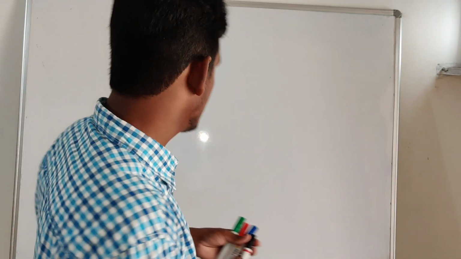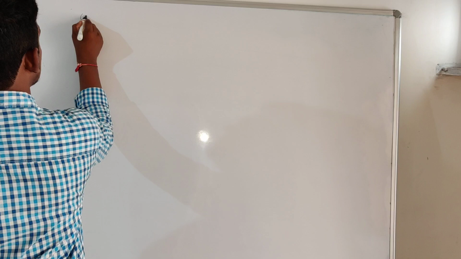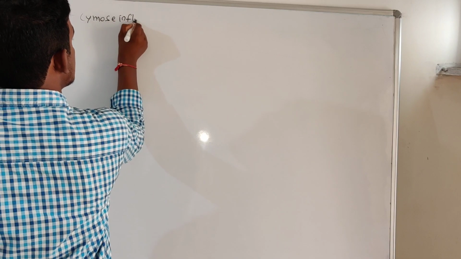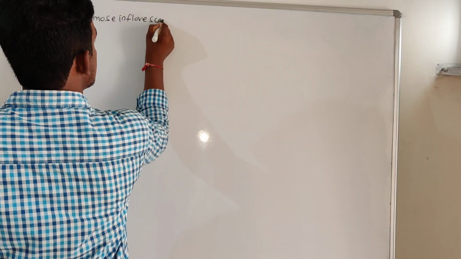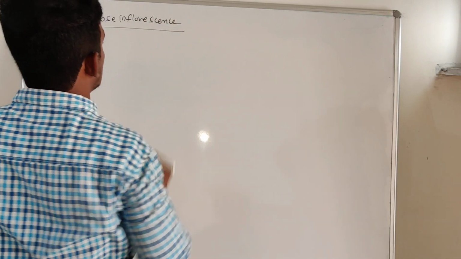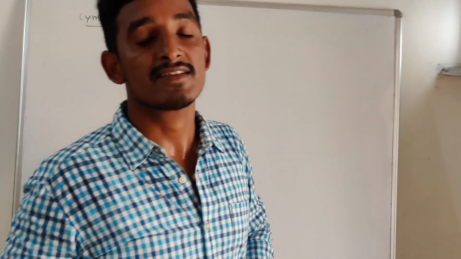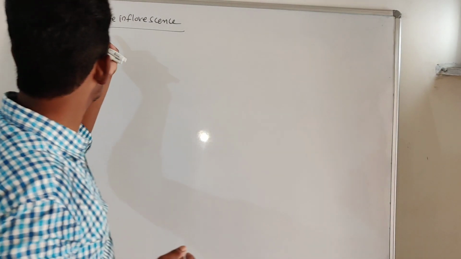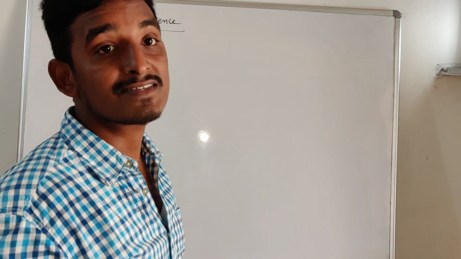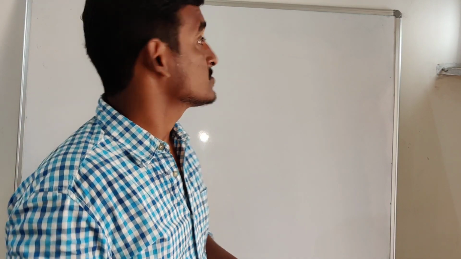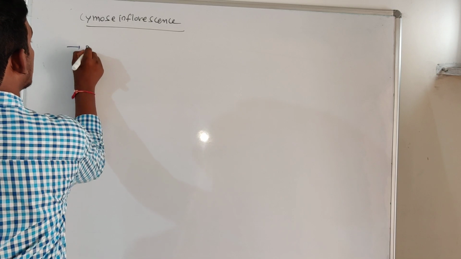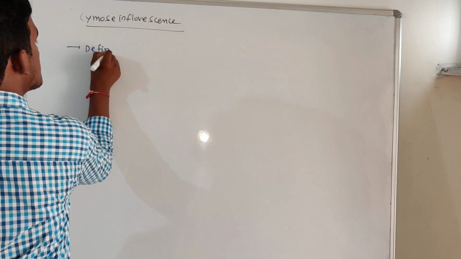Now today we are going to discuss a new topic, that is cymose inflorescence. In the last lecture we discussed the types of racemose inflorescence, right? So today we are going to discuss cymose inflorescence and its types. Cymose inflorescence is also called definite inflorescence.